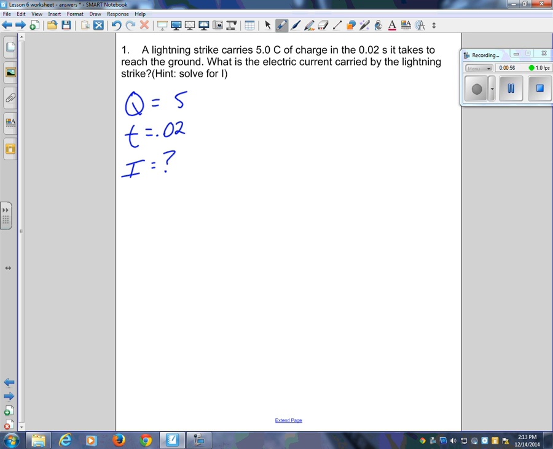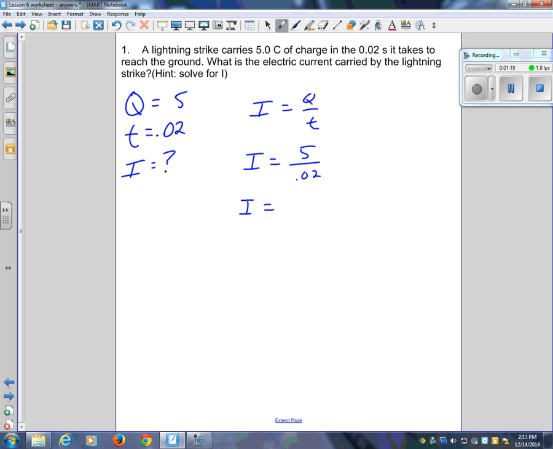So we're going to write our formula. I equals Q over T. And keeping in mind, we're going to keep our equal signs all lined up and everything, right underneath I equals, because we don't know what that is. Substitute 5 for Q. Substitute 0.02 for our time. And then directly underneath, we're going to write our answer.